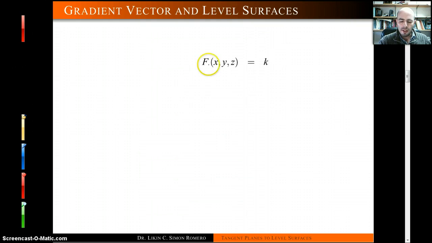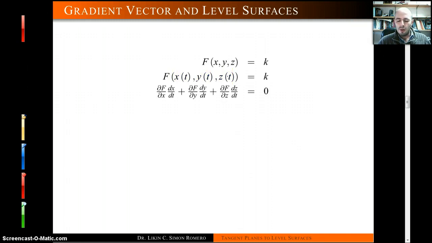A level surface is described as all the values of a function of 3 variables that are equal to a constant. Since we have a curve, we're going to put x, y, and z as functions of a parameter t. Then we take the derivative with respect to t. We apply the chain rule on this side, and it's 0 on the other side because the derivative of a constant is 0.